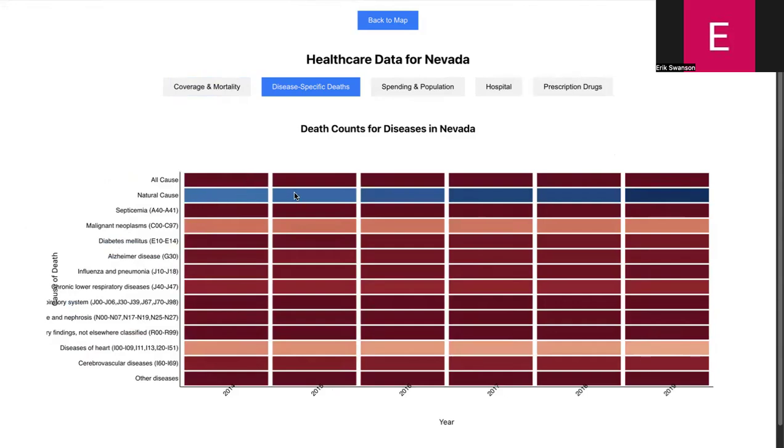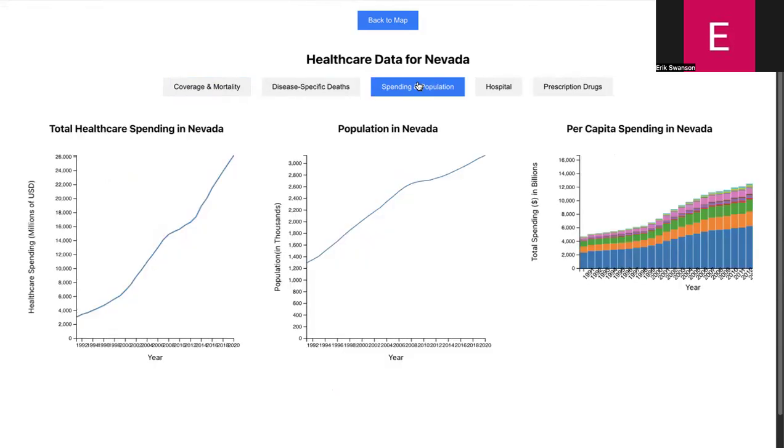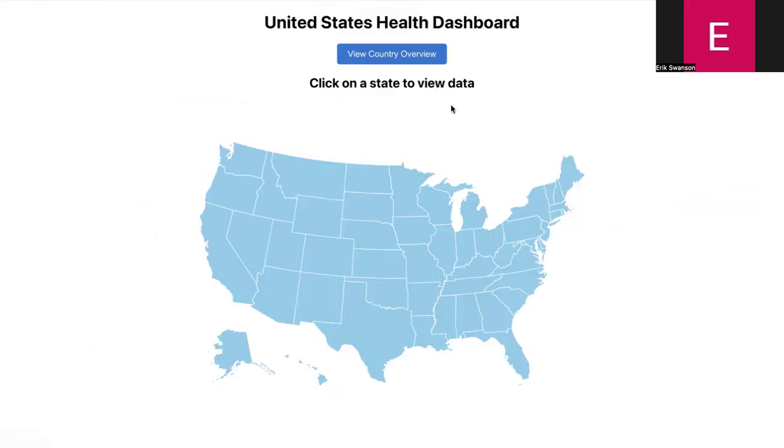And natural causes, it goes from light to dark as we decrease throughout the years. And you can see how fast the population of Nevada has increased compared to a state like New York, which includes also the spending. I know this dashboard doesn't have a lot of interesting technology, but there's a lot of interesting information you can glean from looking at individual states and the country as a whole.